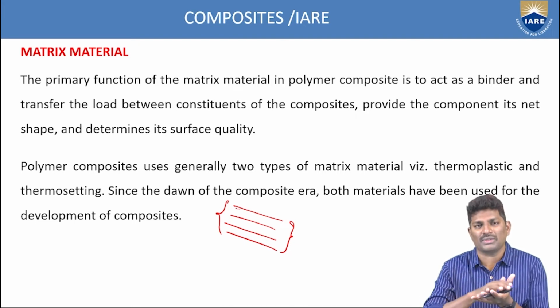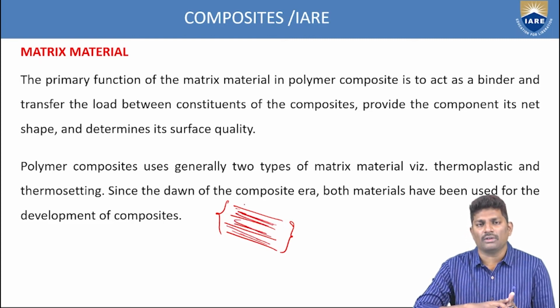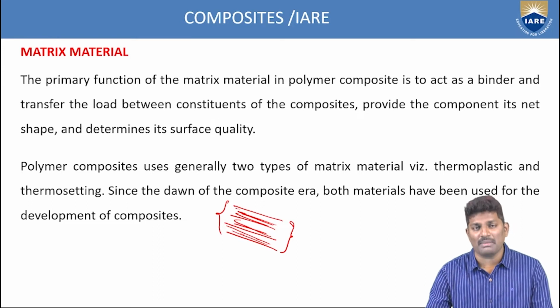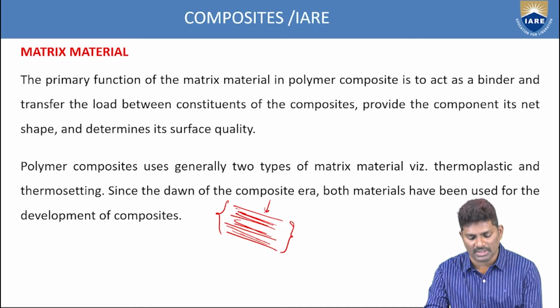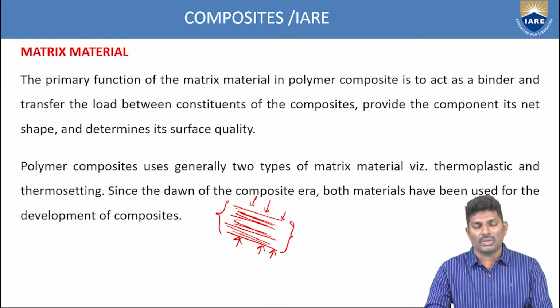Binding means coming close to each other. All these materials, there should be no gap, no air gap between these. I'm trying to bind these four different materials to look like a single material. So that is the importance of the binding, and that's what the matrix does. The primary function of this matrix is to bind the different composite materials by transferring some load between these. So if you apply some load on this, then only you can bind these materials to look like a single material. And polymer composites generally use two types of matrix.